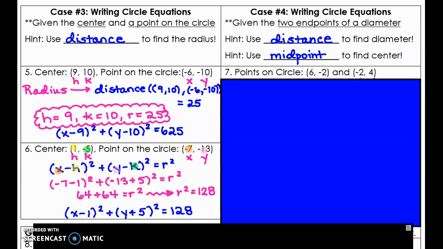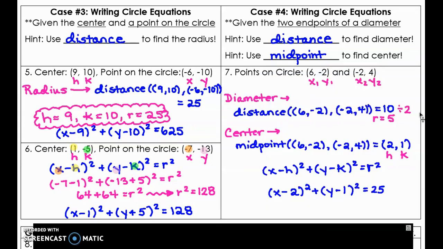We're given 2 points on a circle here. The 2 points are as follows. We have 6, -2, which is our x1 and our y1. And over here we have our second point, -2, 4, x2 and y2. So the first thing I'm going to do is find the diameter. They're the endpoints of a diameter, points on a circle. So when I find the distance between these 2, it will give me my diameter.